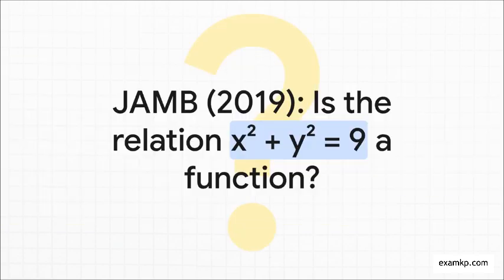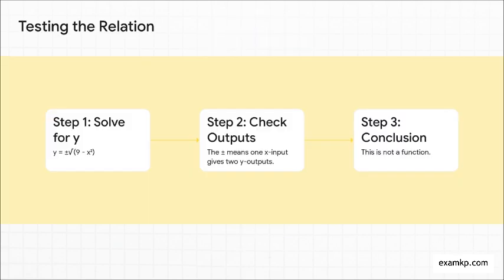I love this question from JAMB. It's a thinking question, not just a calculation one. Is this relation x squared plus y squared equals 9 a function? Well, think back to our visual test. What kind of shape does that equation make? Yep, it's a circle. And the algebra proves why.